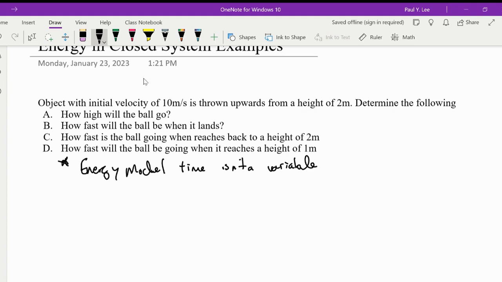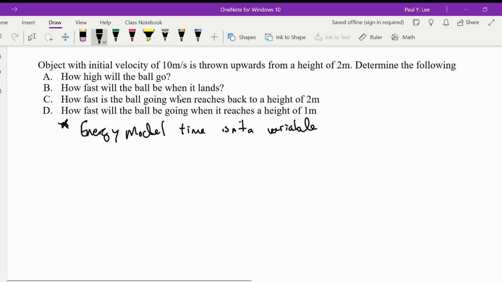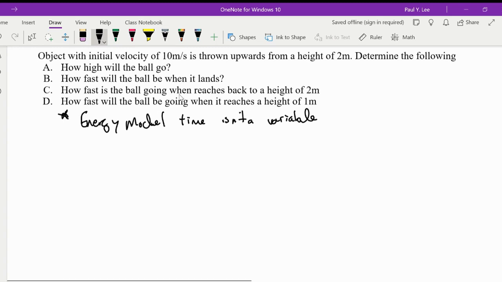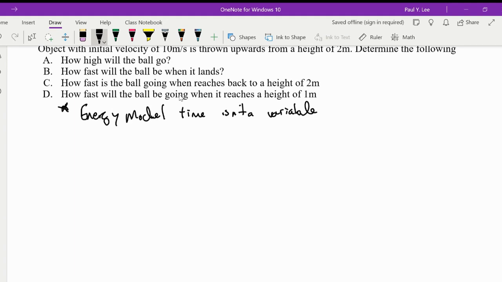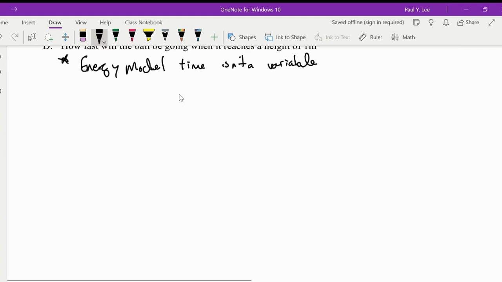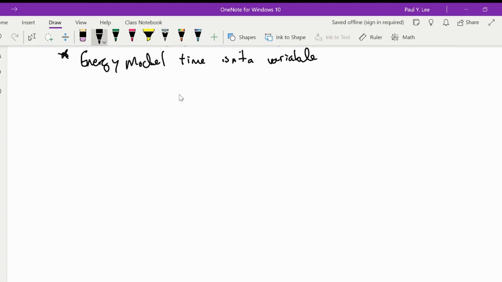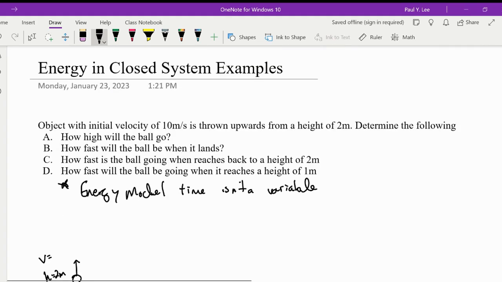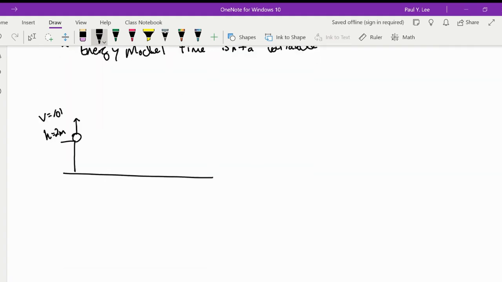Okay, so let's begin. The very first thing that you should always do is sketch out these scenarios. So it looks like we are looking at how high it goes, when it reaches back to a height of 2 meters, when it reaches a height of 1 meter, and when it lands. So that's 4 different instances. So let's do it. We have a ball, and it starts off at a height of 2 meters. Right here we can say this is h of 2 meters, but the ball is moving upwards with a velocity of, what did I say, 10 meters per second. So boom, this is scenario 1 right there.